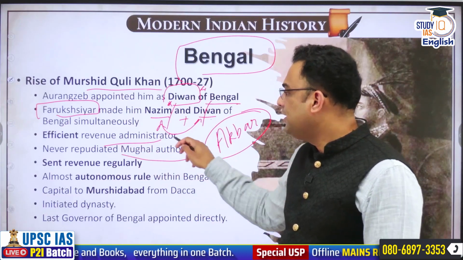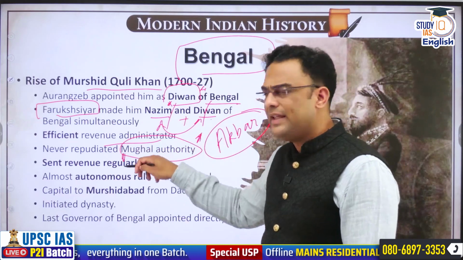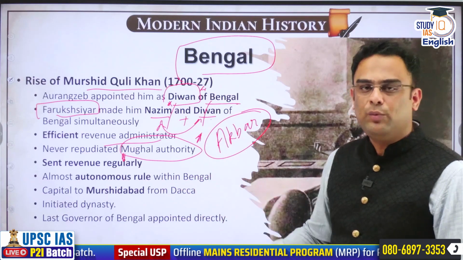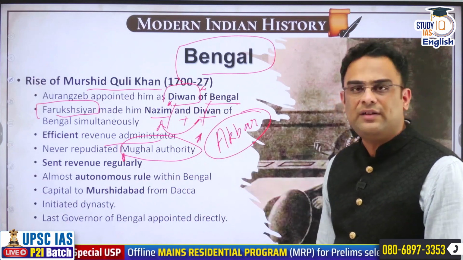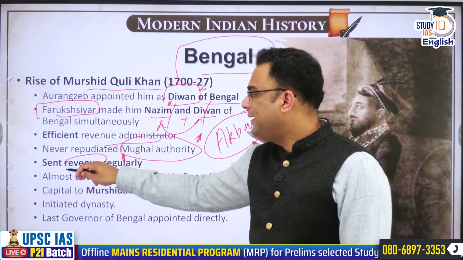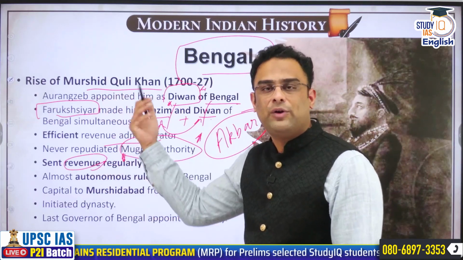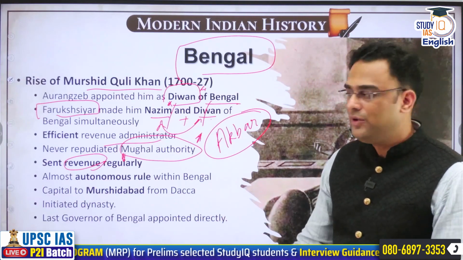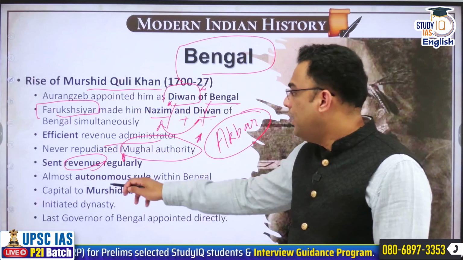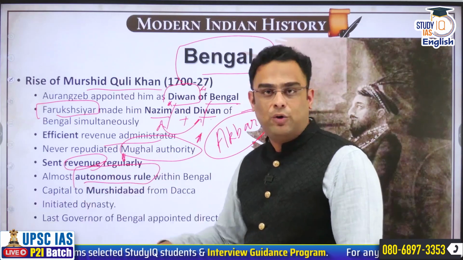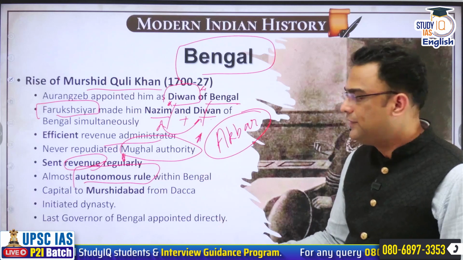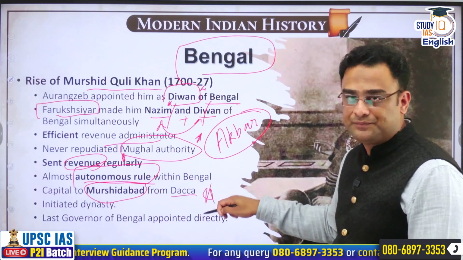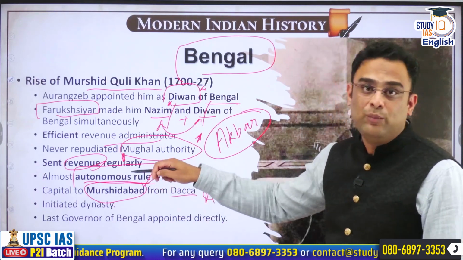He never repudiated the Mughal authority as such. He kept that figment of imagination alive, that yes, he comes under Mughal sovereignty, but all power was concentrated in his hands. Revenue was being sent regularly, so the Mughal ruler was happy that in these dire times when there is no revenue, at least he's sending the revenue. His rule automatically, over a period of time, started to become autonomous. He shifted the capital to Murshidabad from Dhaka. Remember this fact? From his name is derived the name Murshidabad.